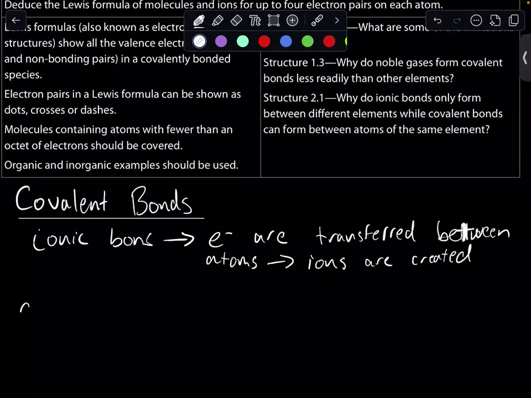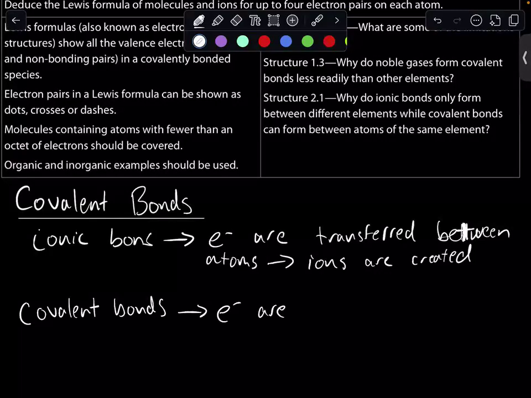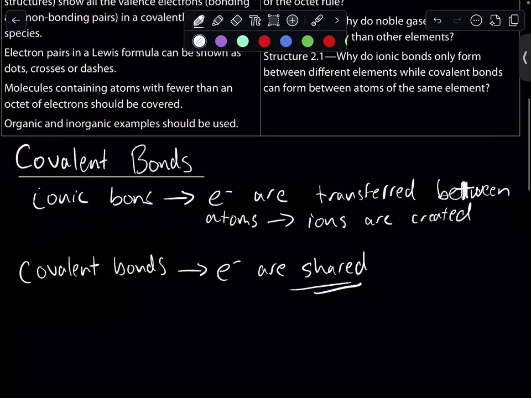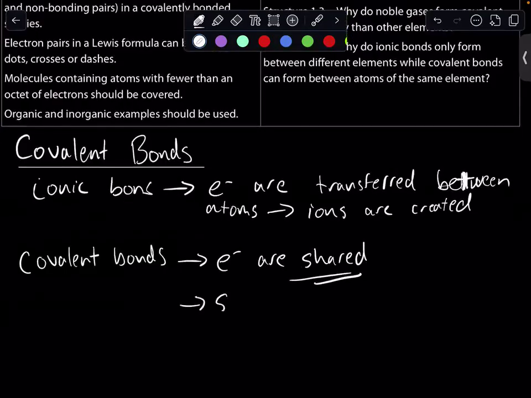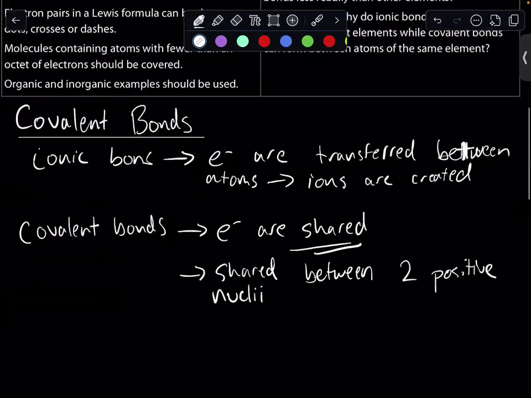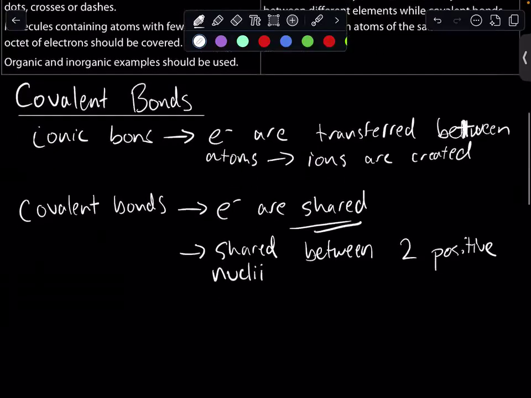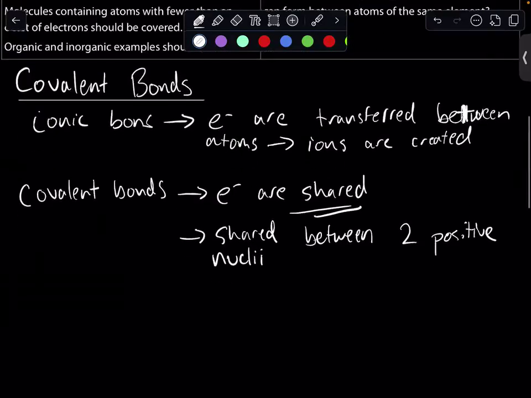So what's the difference with a covalent bond? Well, covalent bonds are very specific in that electrons are shared, not transferred. So that's a big deal here. And specifically, they are shared between two positive nuclei. They're always going to be positive just because they're made of protons and neutrons. And that is creating an electrostatic attraction that holds it together.